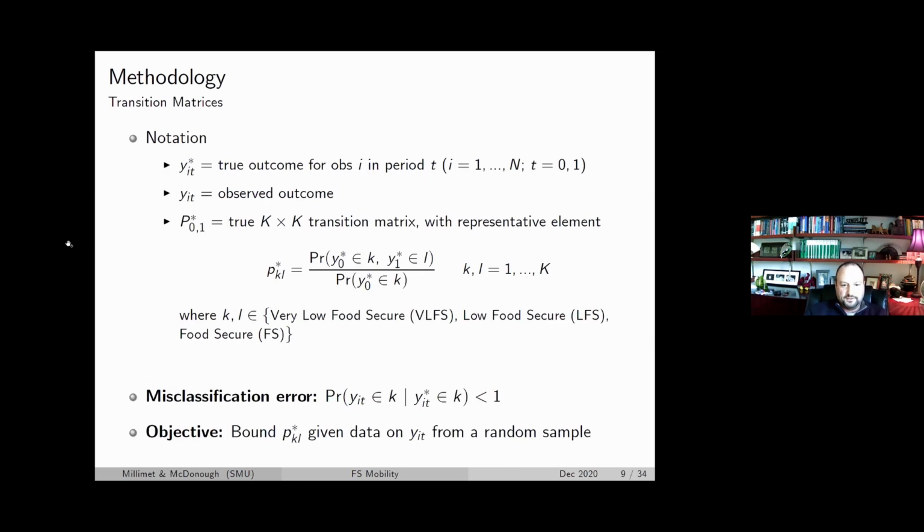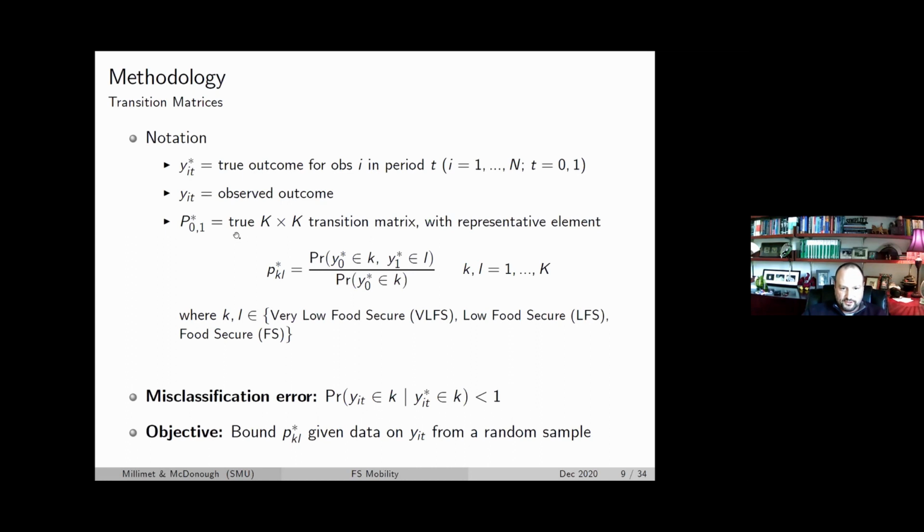All right, so jumping into the method. We all know what transition matrices are, but just going through it. Y star IT is our true outcome for household I in period T. The periods are 0 and 1. With intergenerational, 0 is the adult, the parents. And when T is equal to 1, that's the adult child measured at a future date and time. And YIT is the observed food security status of household I in period T.